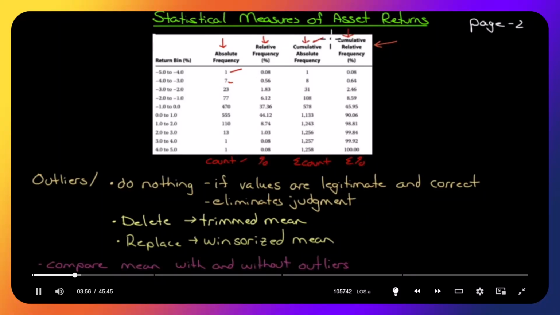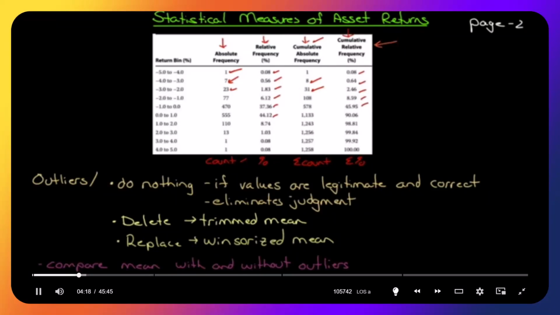Hop on over to cumulative absolute frequency. It just adds them up on the way down. So 1 in the first interval, 7 in the second, which means we should be at a total of 8. We see 23 in the next interval. Add to the 8, we should be at a total of 31. For relative frequency, it's just the percent in each interval, and then this is just a cumulative percent.